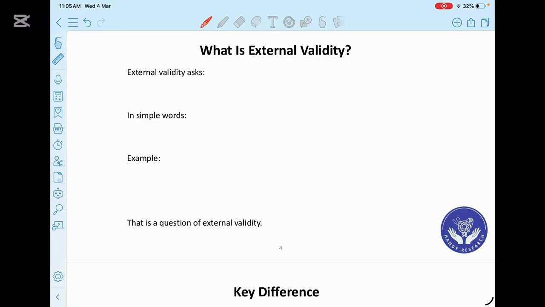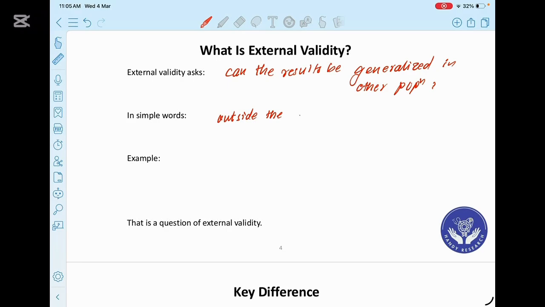So, what is external validity? External validity asks, can the results be generalized to other populations? In simple words, does this effect apply outside the sample?